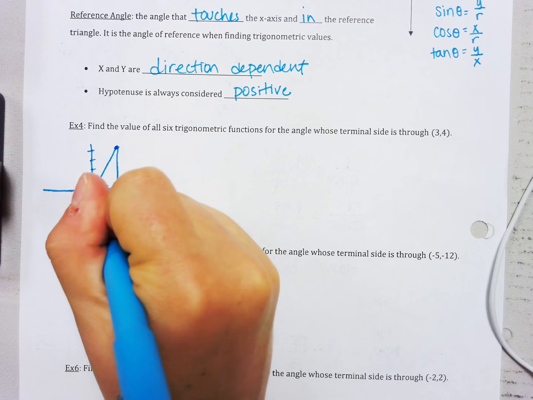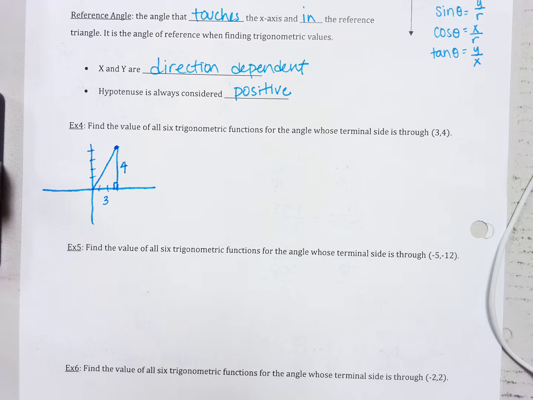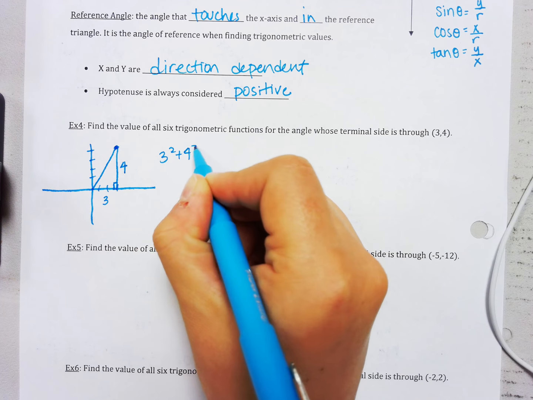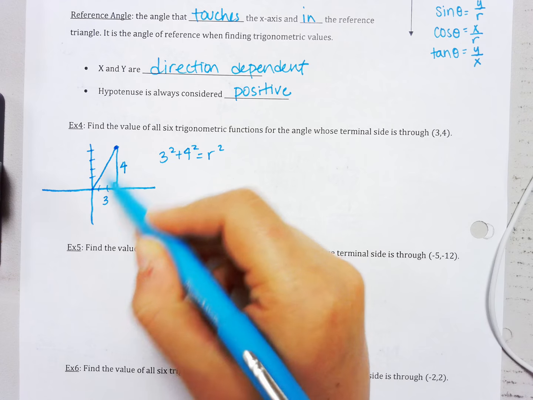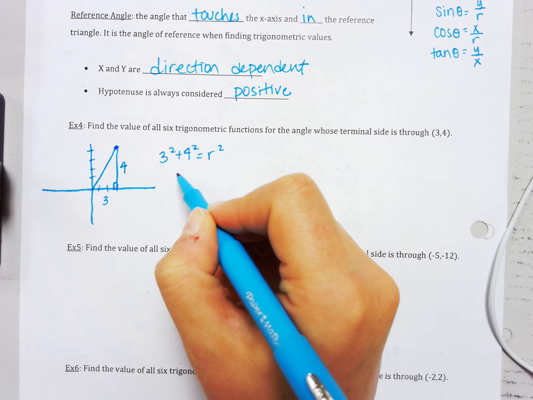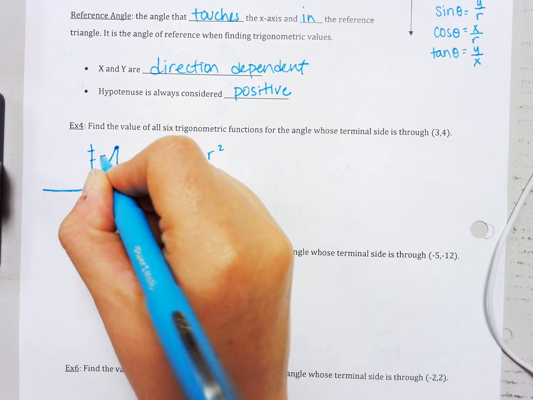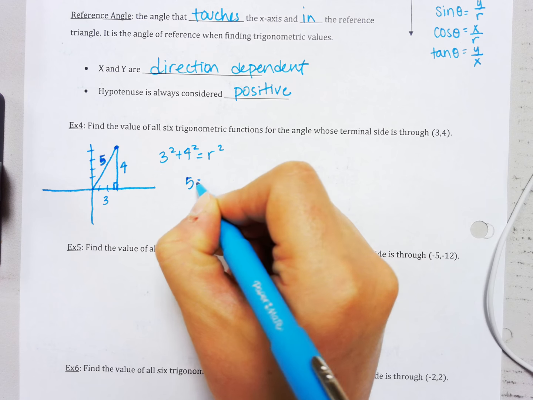We're forming this reference triangle in the first quadrant. This is our x value, it's 3. This is our y value, which is 4. And then we can either use the Pythagorean theorem to find our hypotenuse, or lots of you already know that this is a 3, 4, 5 triangle, so you should get 5 for your r value.